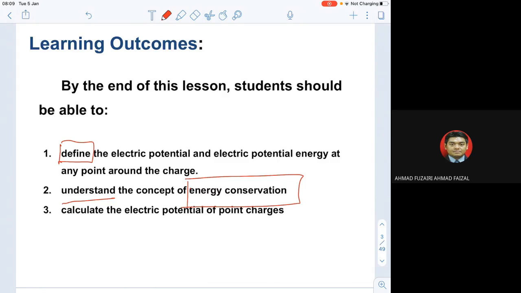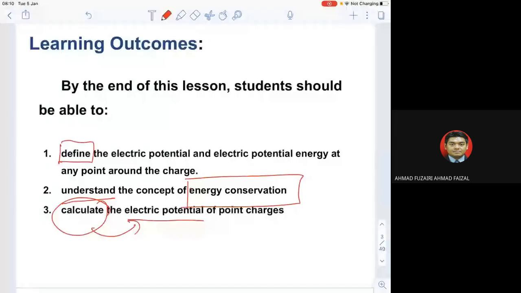And how about calculating the electric potential? You only need to calculate the electric potential. What is the difference between electric potential and the ones that we learned last week? We already learned about force, and we already learned about field. And what is electric potential? I give you a hint. It's all about V.